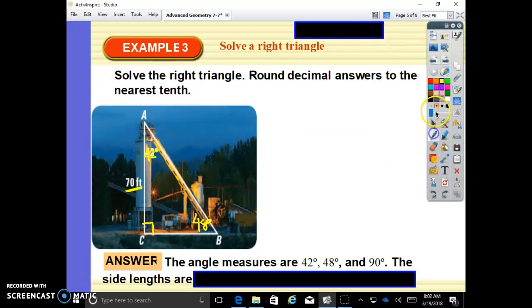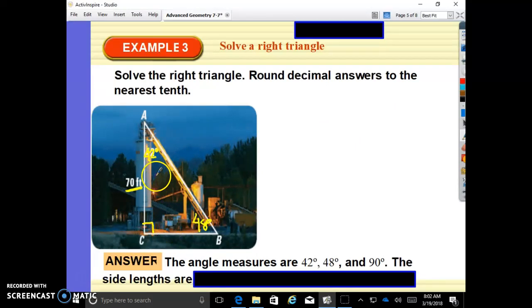Missing side lengths take a little bit more work than that. So what do we have for our side lengths? We could do this base first. We could do opposite and adjacent. Opposite and adjacent go with who? Tan. So tan 42 equals opposite, we'll call this x, over adjacent. Multiply by 70 on both sides.